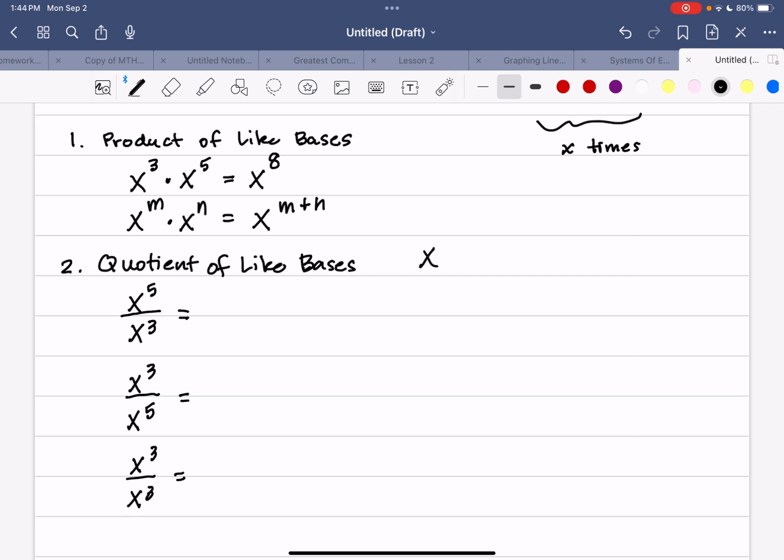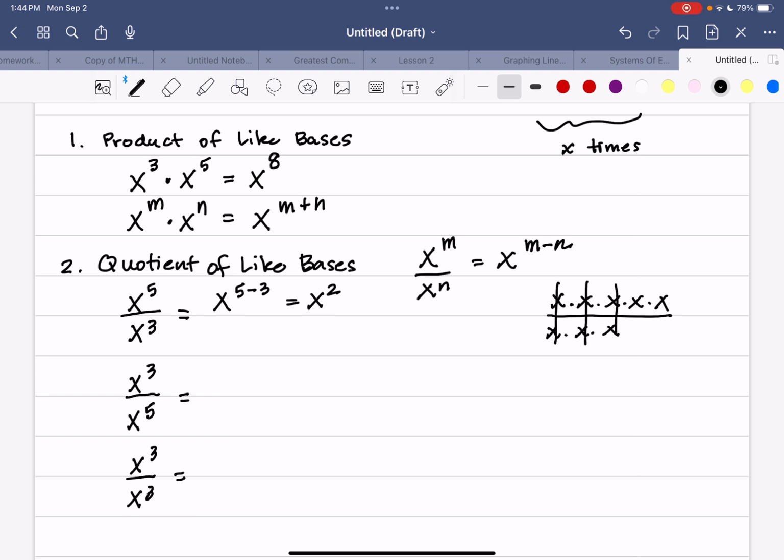Well, the rule says x to the m divided by x to the n is x to the m minus n. So we're going to subtract. X to the 5 minus 3 is x to the 2. Now the reason that works is, think about this. X to the fifth means 5 x's are multiplied. X to the third means 3 x's are multiplied. And any number divided by itself is a 1. So I'm left with just x times x, or x squared.